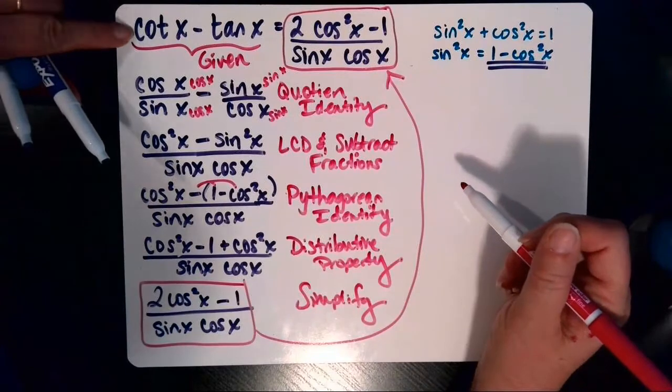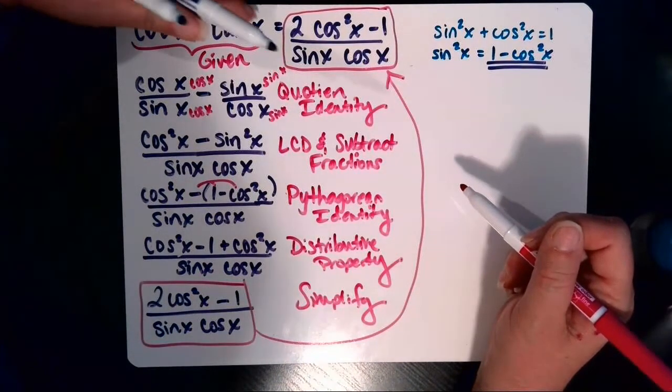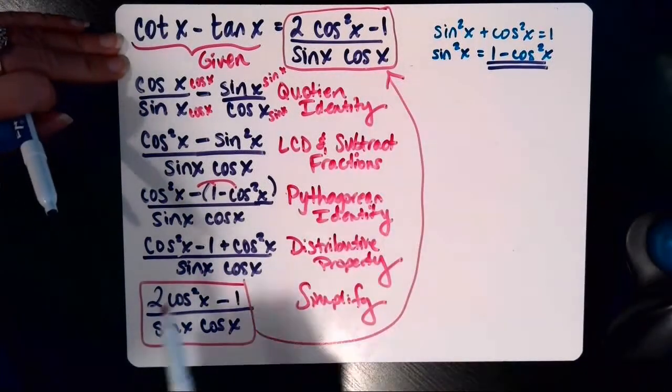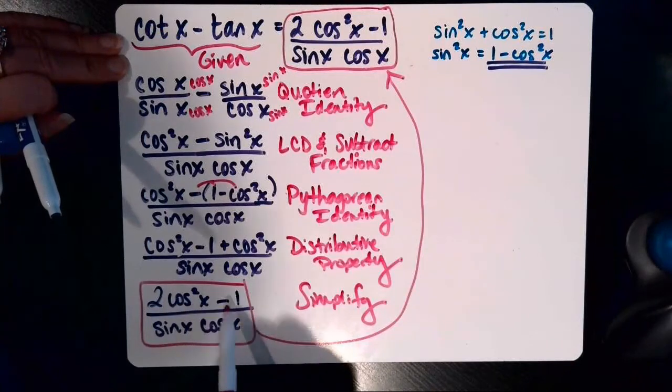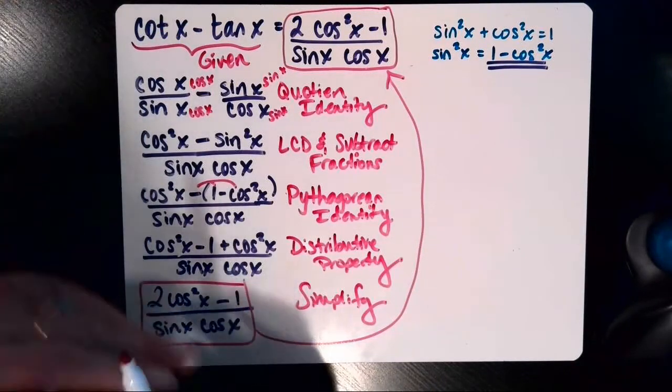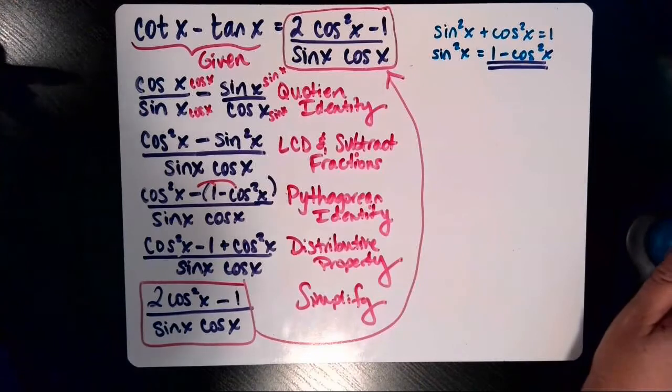So we have just shown that cotangent of x minus tangent of x, that does in fact equal 2 cosine squared x minus 1 all divided by the quantity sine x times cosine x.